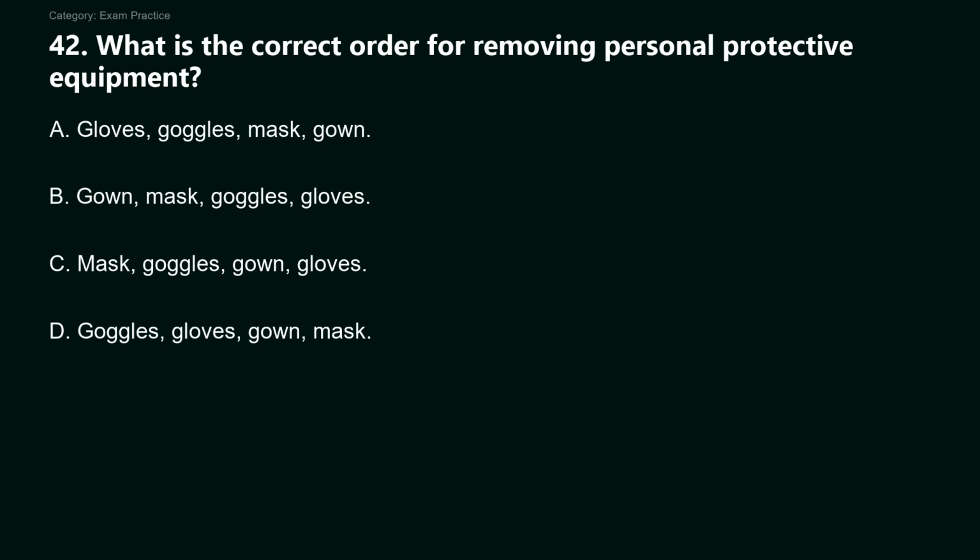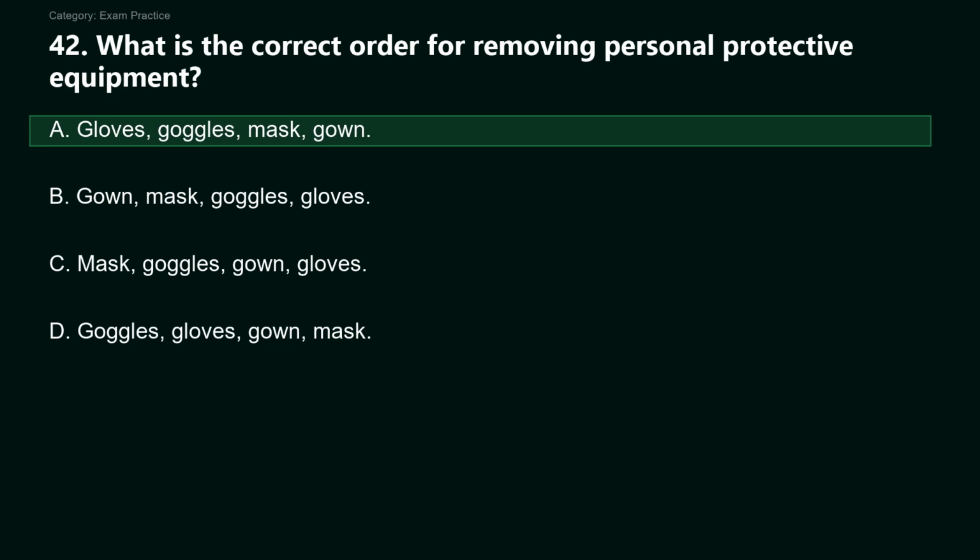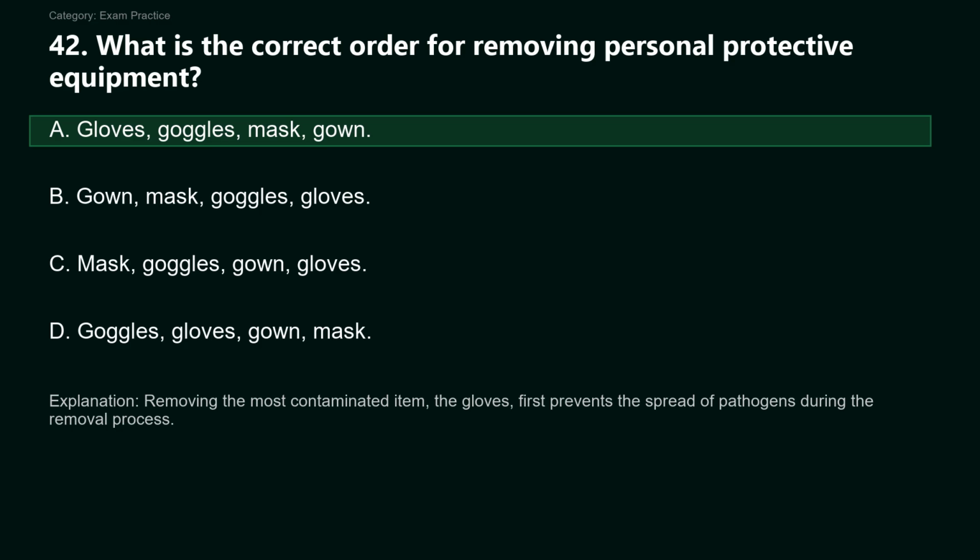Question 42. What is the correct order for removing personal protective equipment? Option A, gloves, goggles, mask, gown. Option B, gown, mask, goggles, gloves. Option C, mask, goggles, gown, gloves. Option D, goggles, gloves, gown, mask. The correct answer is option A, gloves, goggles, mask, gown. Removing the most contaminated item, the gloves, first prevents the spread of pathogens during the removal process.